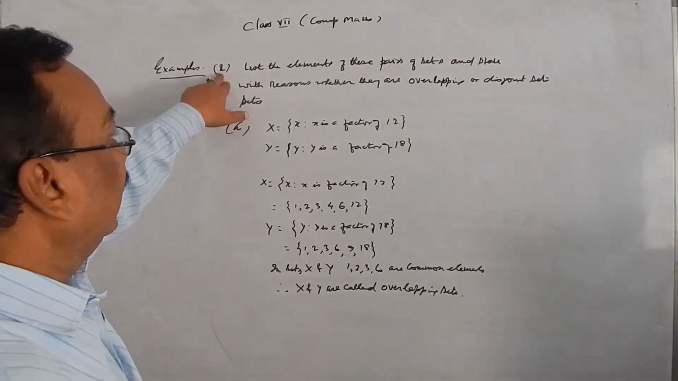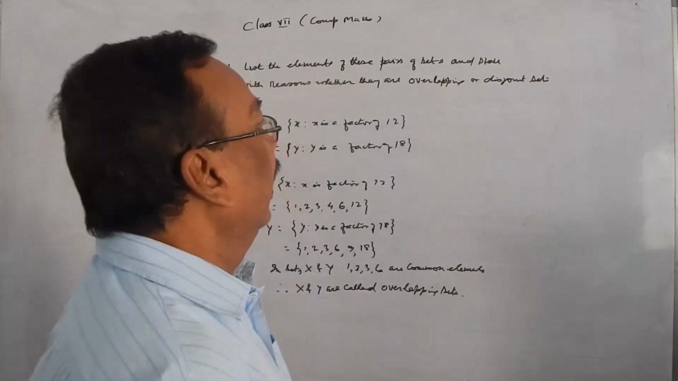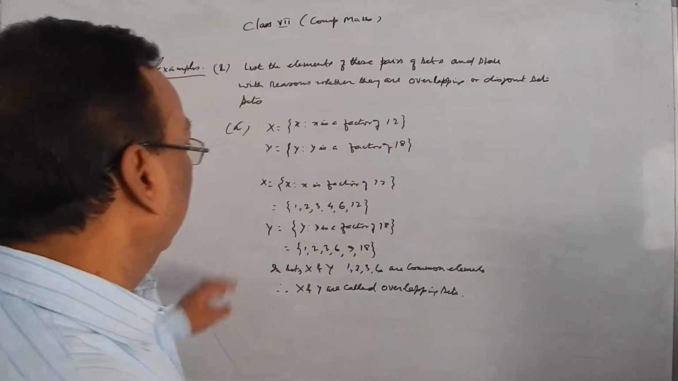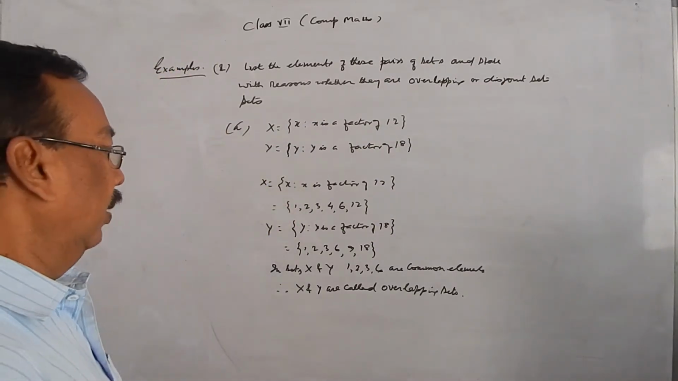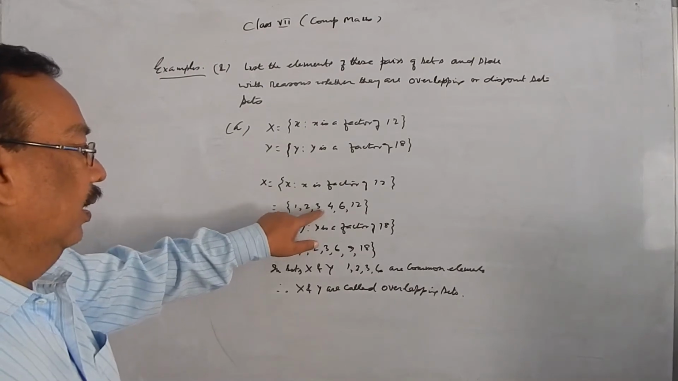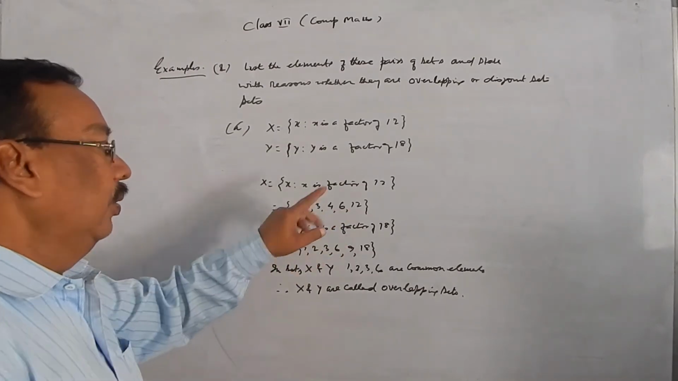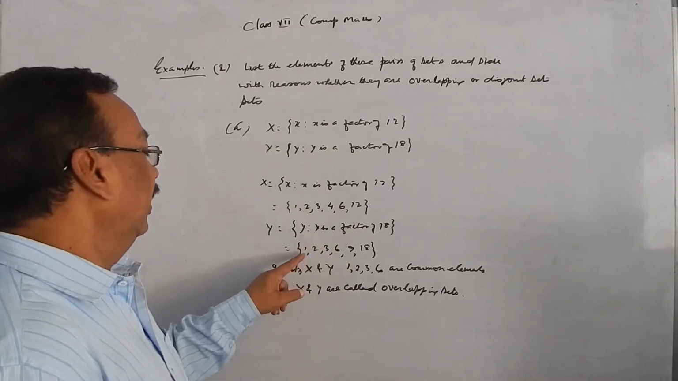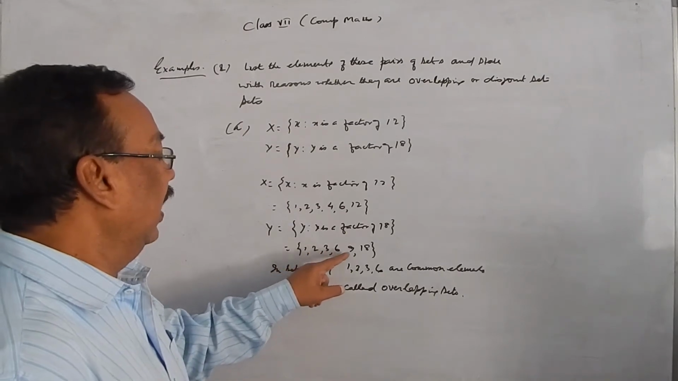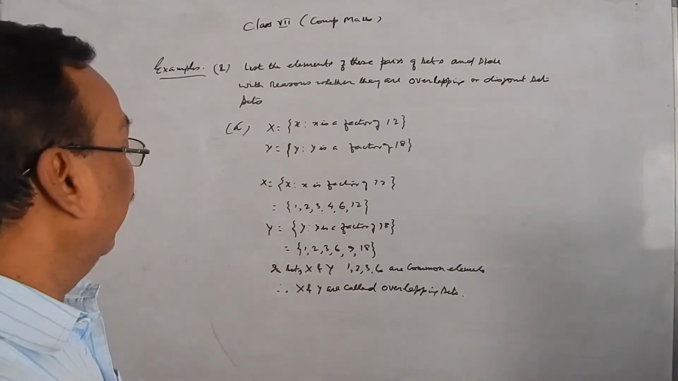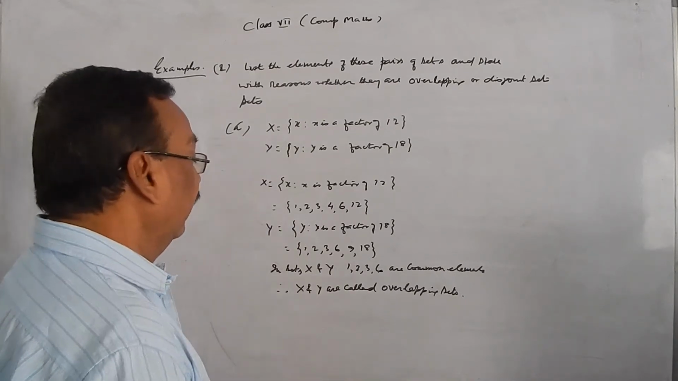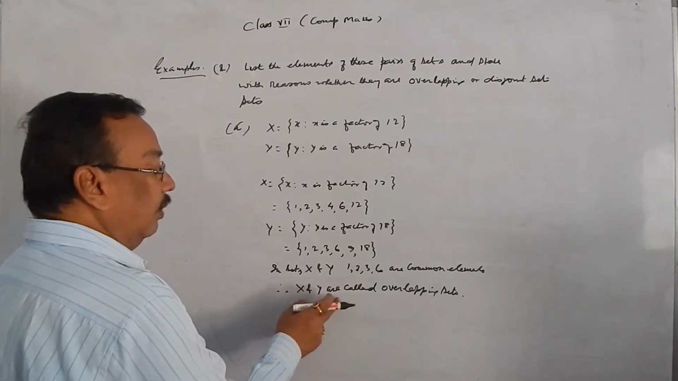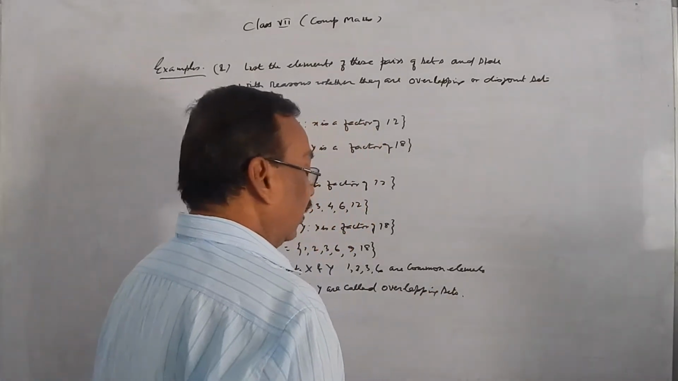In example 2, list the elements of these pair of sets and state with reason whether they are overlapping or disjoint. X is a factor of 12: 1, 2, 3, 4, 6 and 12. All will divide 12, factors of 12. Similarly, Y is a factor of 18: 1, 2, 3, 6, 9 and 18. These two are factors. Now in X and Y, 1, 2, 3, 6 are common elements. Therefore, X and Y are called overlapping sets.